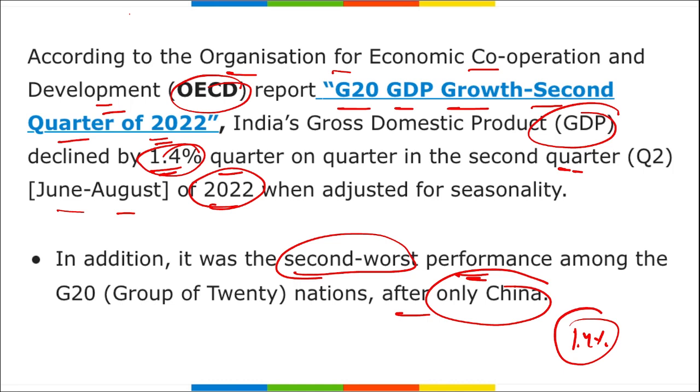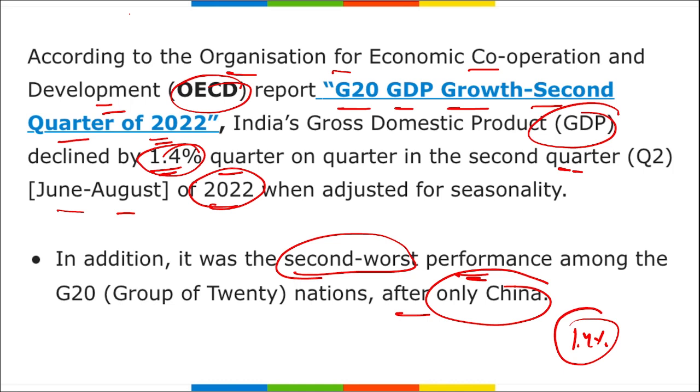What are the members of G20? If we look at it: Argentina, Australia, Brazil, China, India, Russia, South Africa, Turkey, UK, US, European Union. Spain is also invited as a permanent guest here.